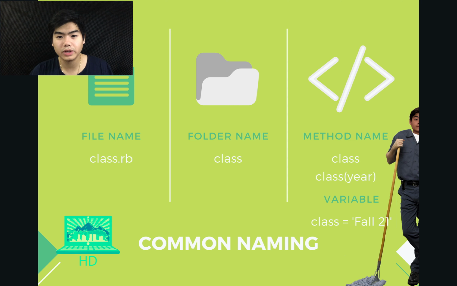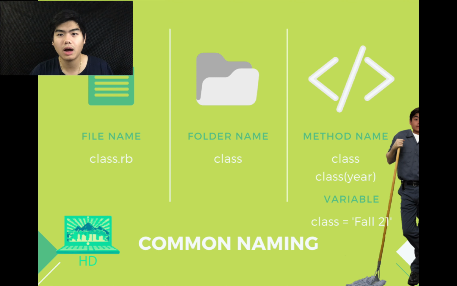The next way your code can smell is if you have too many common names inside of your project. What I mean by this is that you have a certain name that you call multiple things, and you might be confused about what it is you're actually talking about. For example, if you have a file name called class, a folder name called class, a method name also called class, and a variable name called class, you can see how you can get very confused.